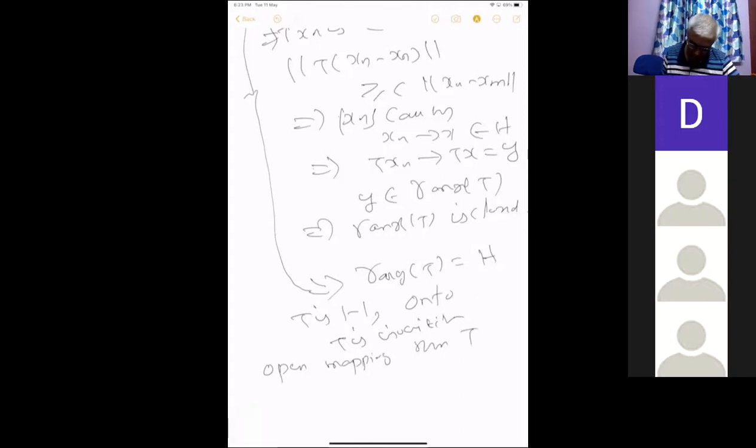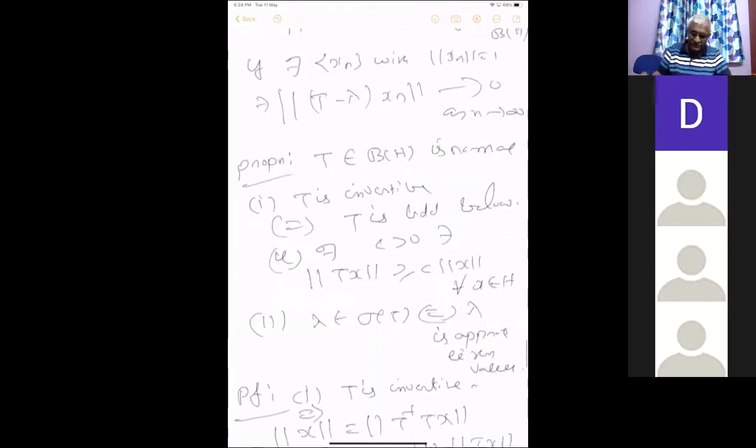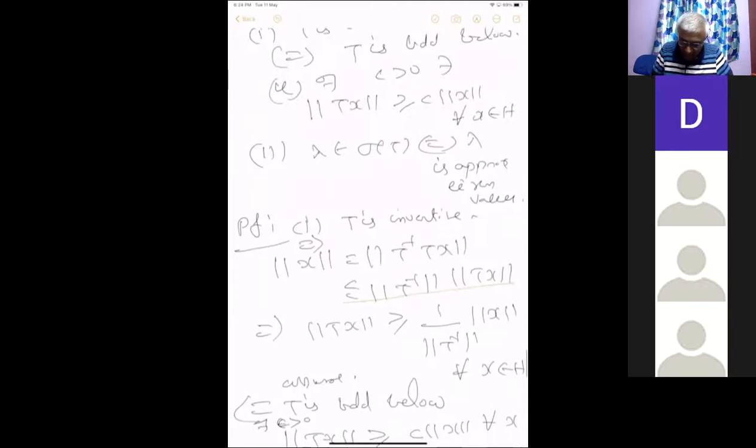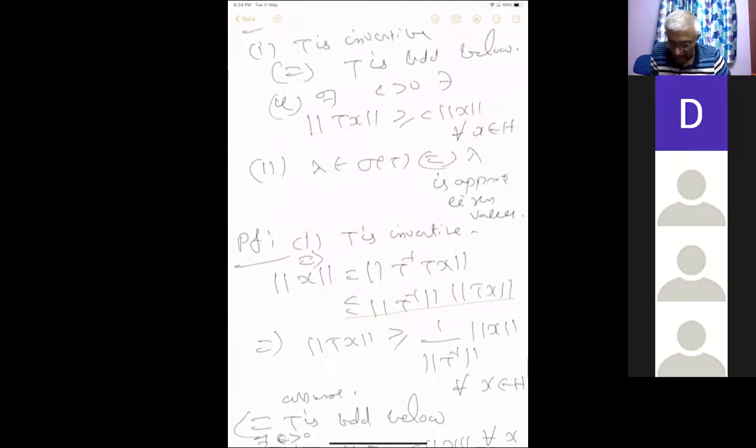Algebraically invertible. Then T inverse is in B(H). The inverse is also bounded by the open mapping theorem. So because of that, the first part of the proposition is true: T is invertible is equivalent to saying T is bounded below. Now I hope this is clear. Now I want to prove the main thing we want to prove. T is normal, we are assuming T is normal. Lambda is in the spectrum of T if and only if lambda is an approximate eigenvalue.